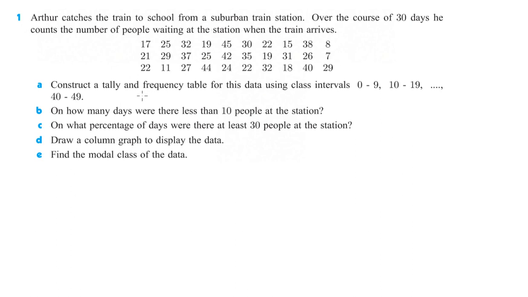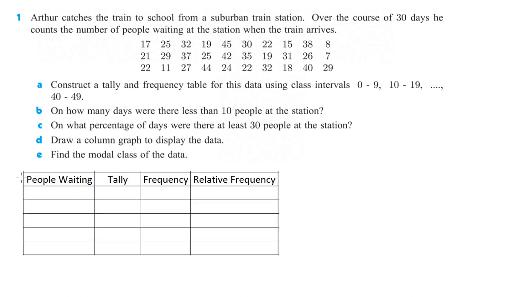Okay, construct a tally and frequency table for this data using intervals 0 to 9, 10 to 19, all the way up to 40 to 49. Okay, so that is going to look like this here. And again, we don't want to do 0, 1, 2, 3, 4, 5. The range of data here is way too great. So that's why they're saying we're going to use these intervals instead.